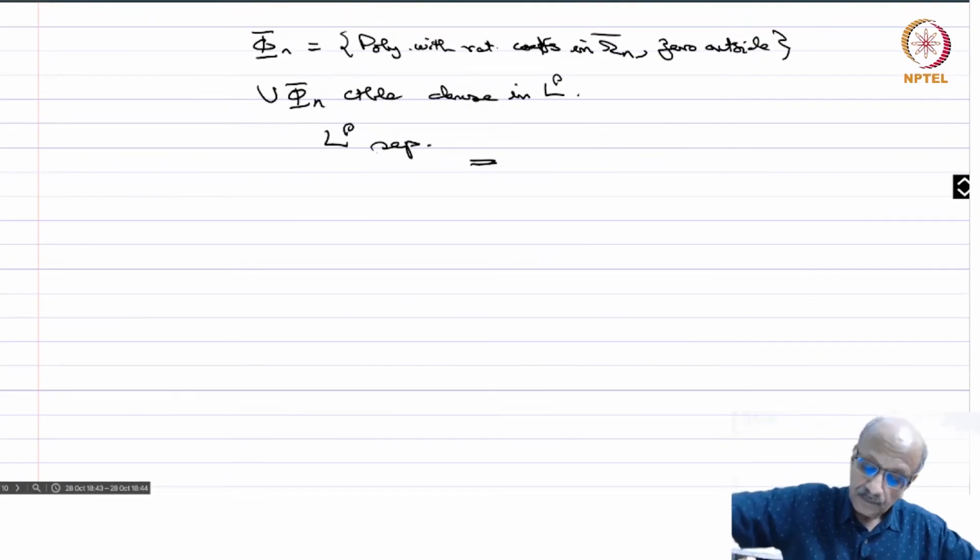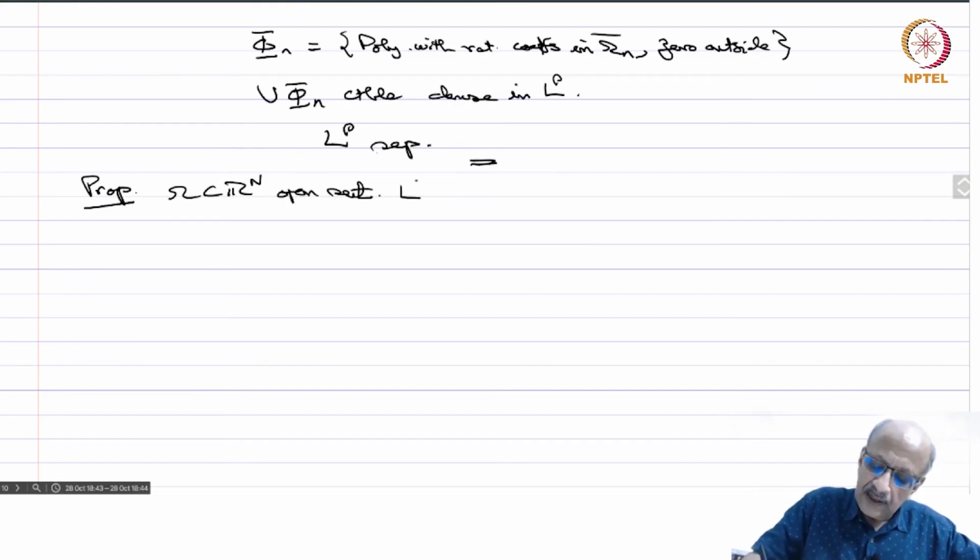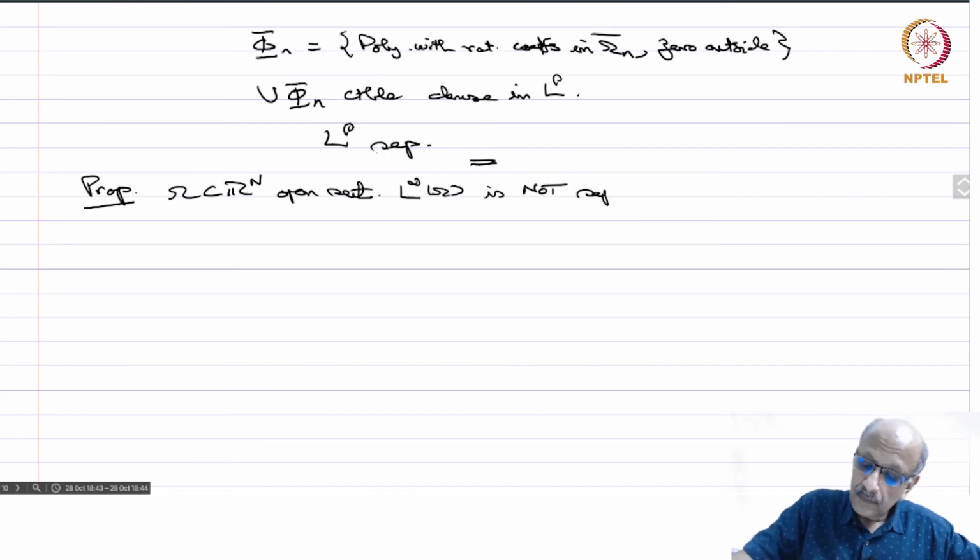So, proposition: Omega contained in R^n, an open set, then L infinity of Omega is not separable. In fact, we will show there is no countable dense set. Okay, so that's what we have to show.